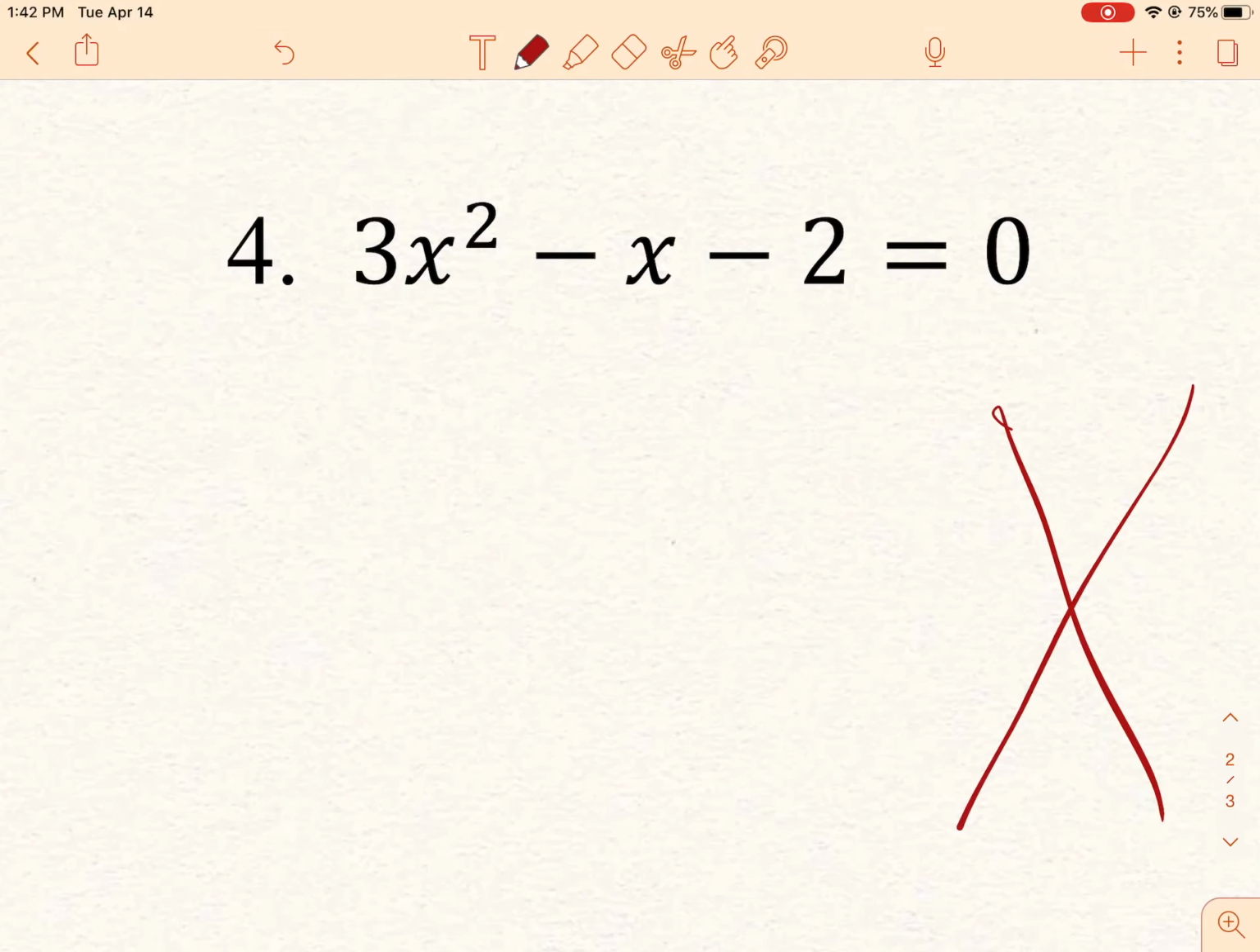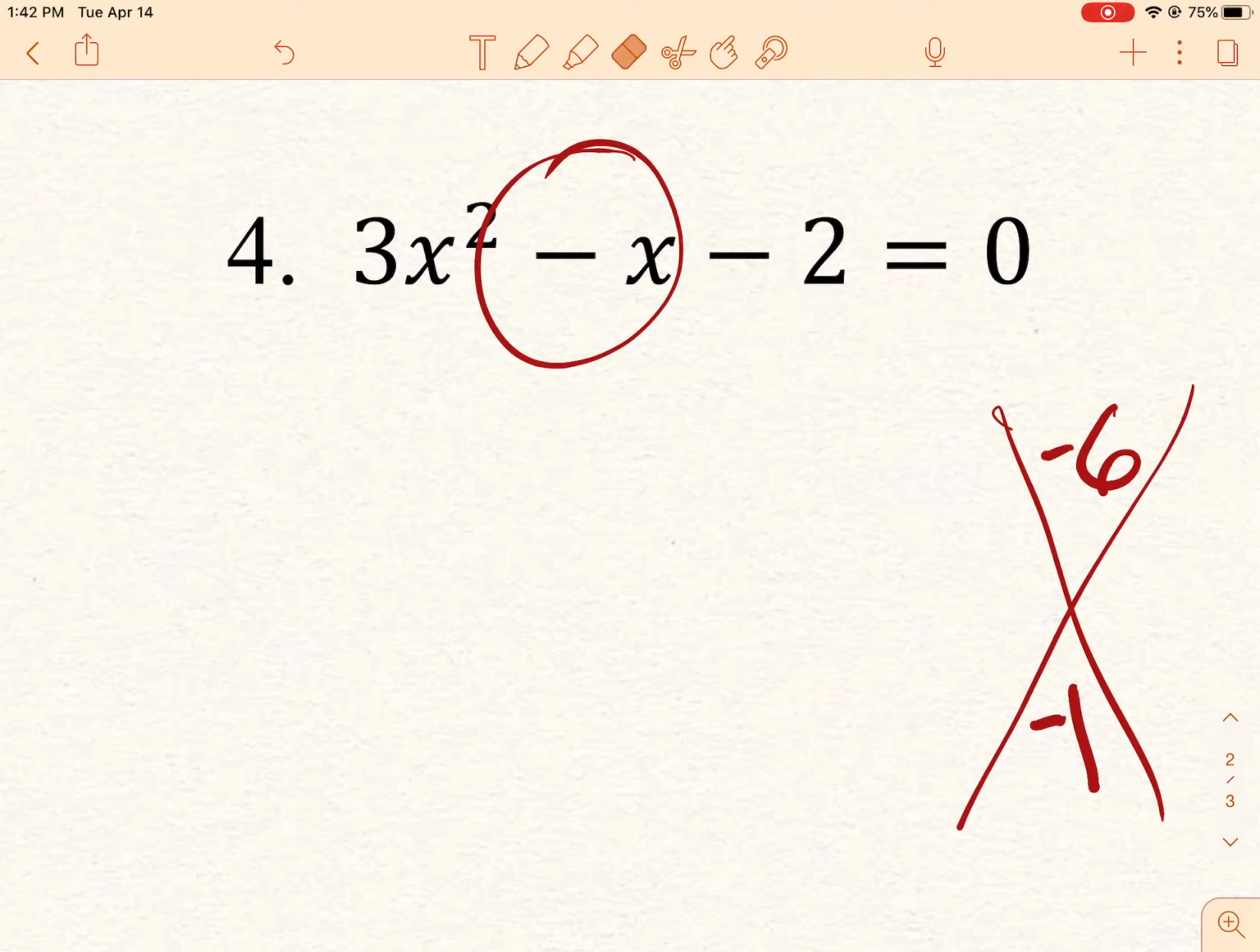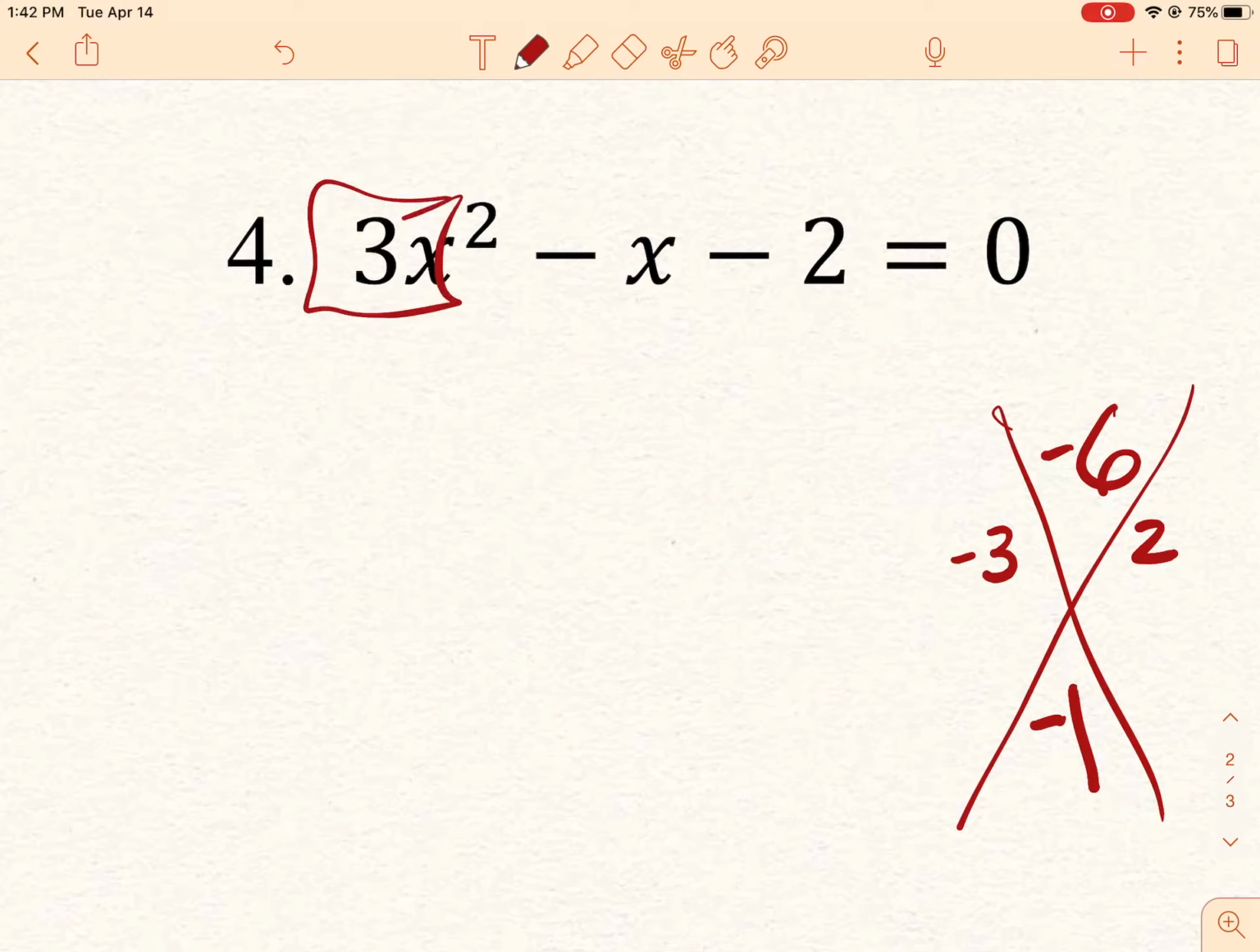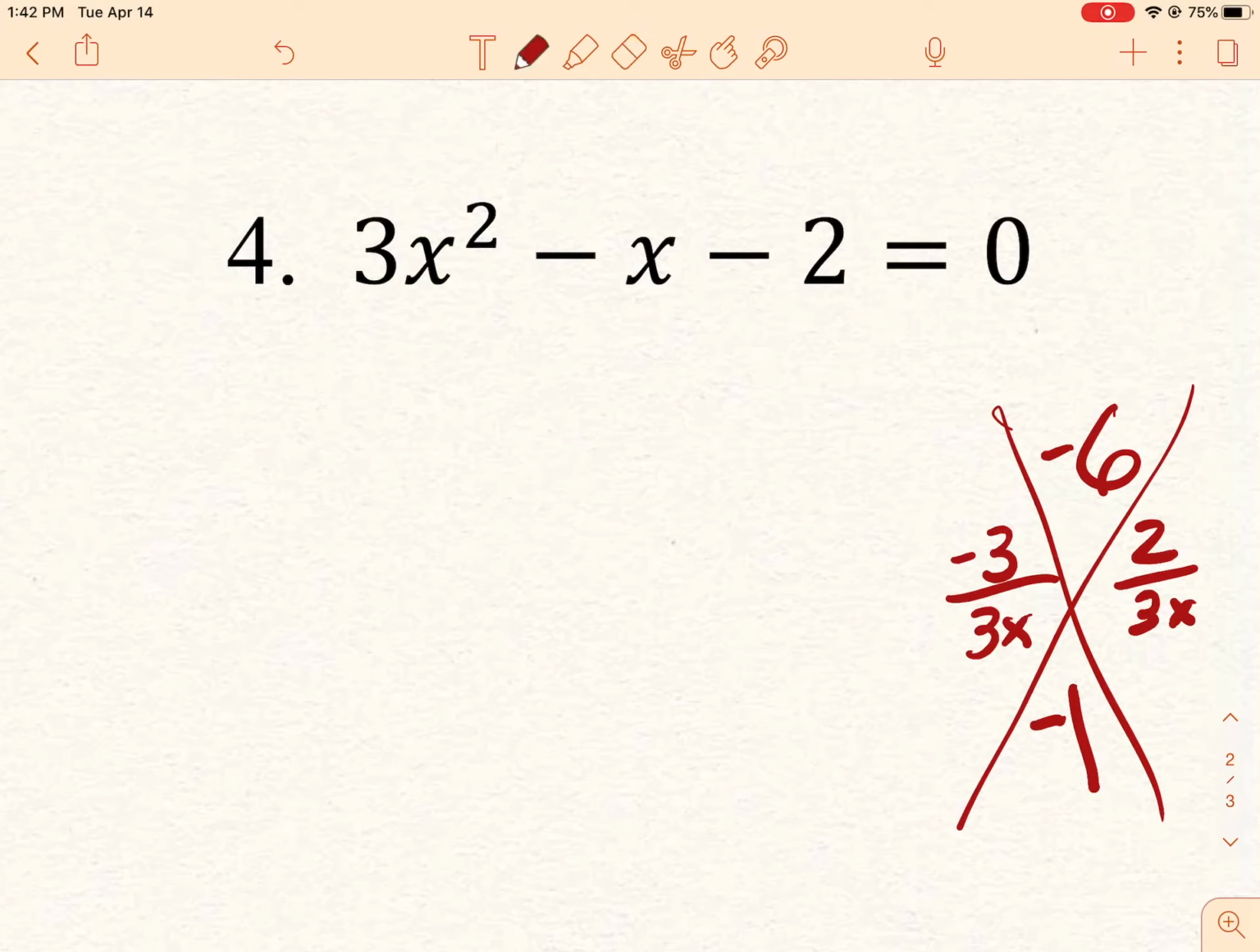So 3 times the negative 2 is the number that goes right there. And then negative 1 is the number in the middle, so that goes on the bottom. So two numbers that multiply together to be negative 6 that add up to be negative 1: negative 3, positive 2. Because it's a 3x squared there, we're going to write it over 3x. One or both of them can reduce. In this case, it's just this one. That reduces to negative 1 over 1x.